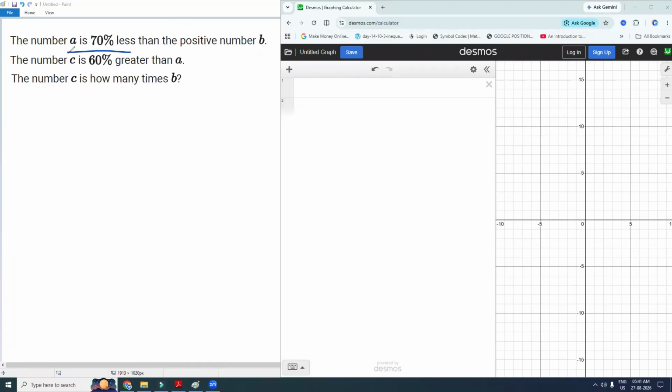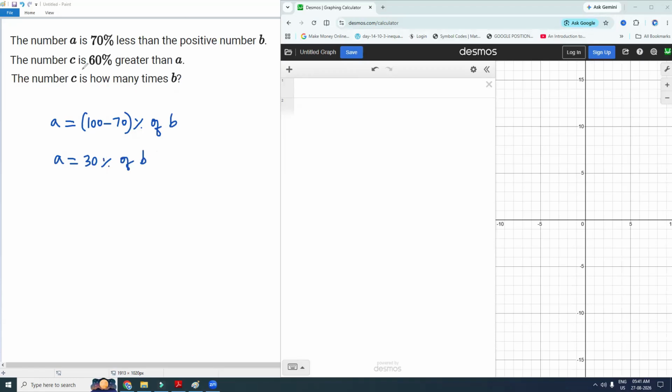Let me consider the first piece of information, that is A is 70% less than the positive number B. We can write A is equal to, since we have 70% less than, we have to subtract this 70 from 100, then we have 100 minus 70, take percent of this number B. Then A equals 100 minus 70 is 30, that is 30% of B.